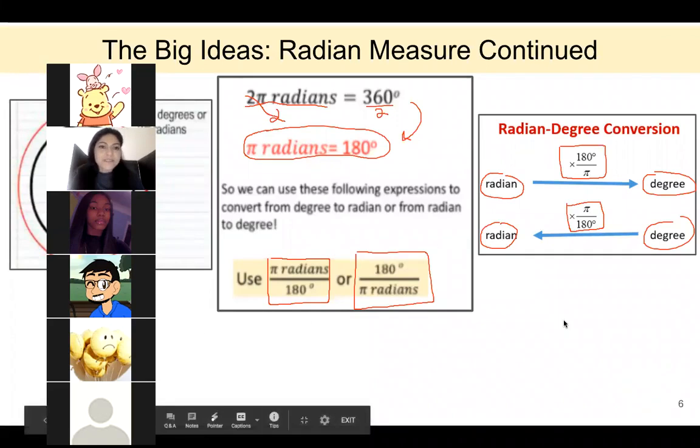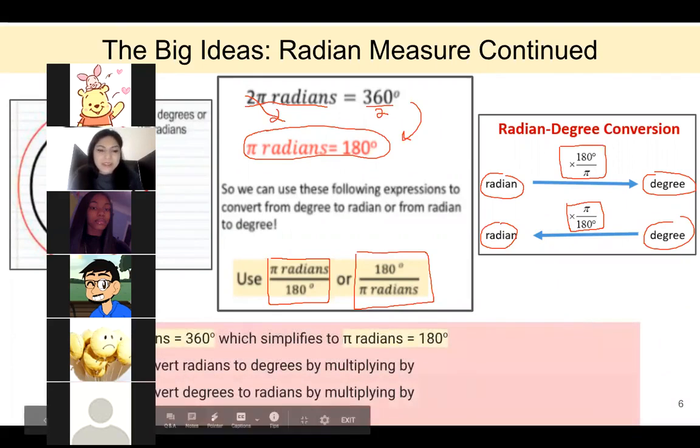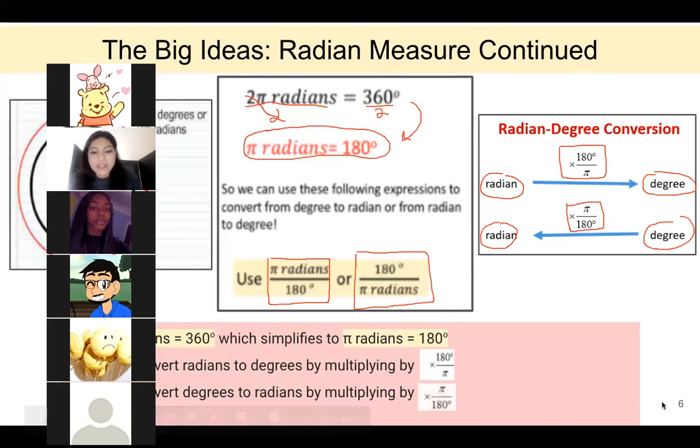Okay, now let's synthesize all these visuals into some big idea chunks. Again, the big ideas: 2 pi radians is equal to 360 degrees, and from that we got this simplified equality. Down here, you convert radians to degrees by multiplying by 180 over pi, and you convert degrees to radians by multiplying your expression by pi over 180. These are the skill. We went from a concept, what is a radian, to creating a formula to convert between the units, because you can use either radians or degrees to talk about an angle.